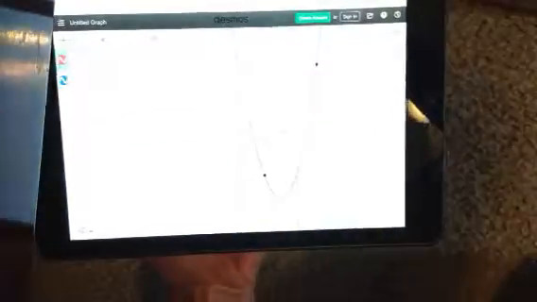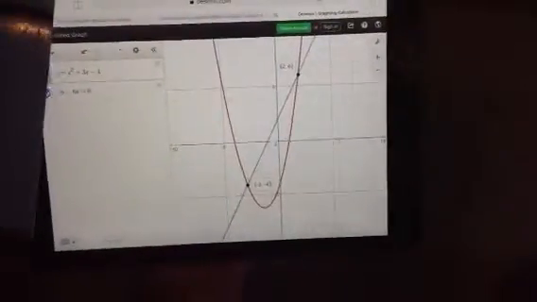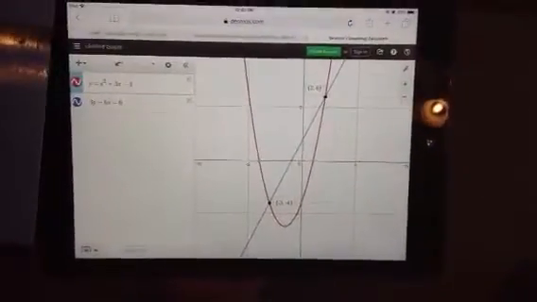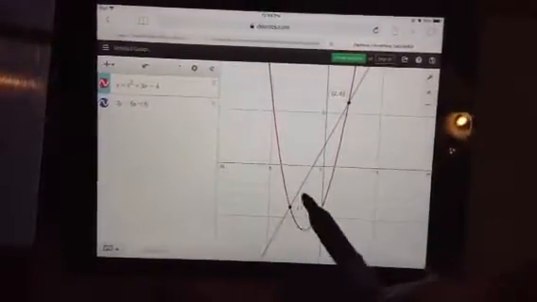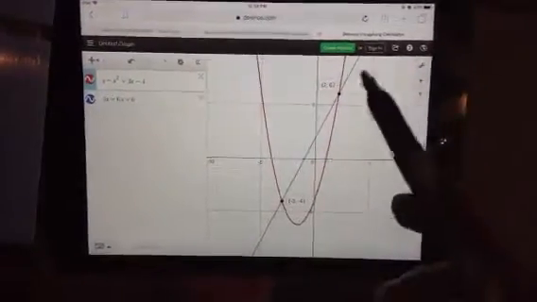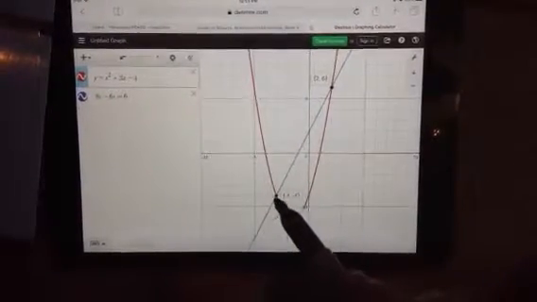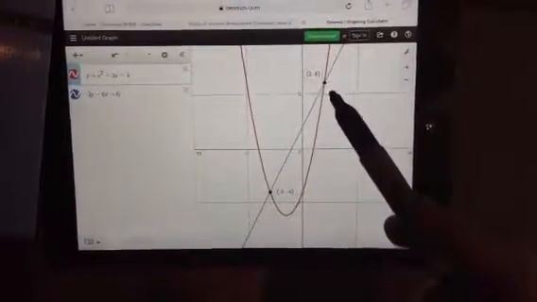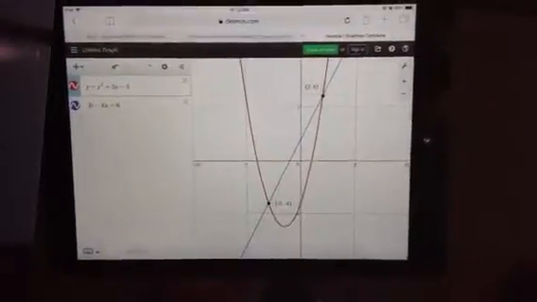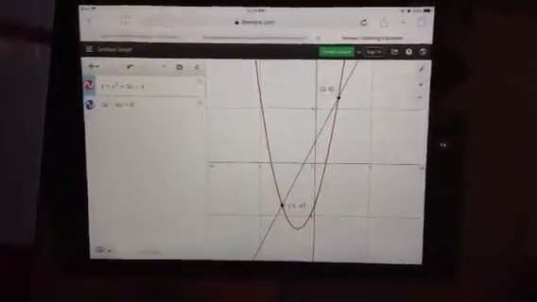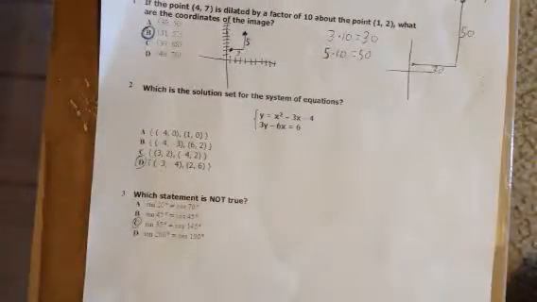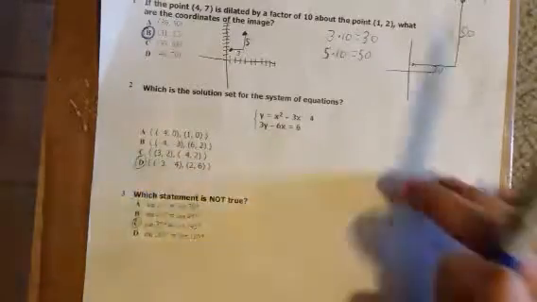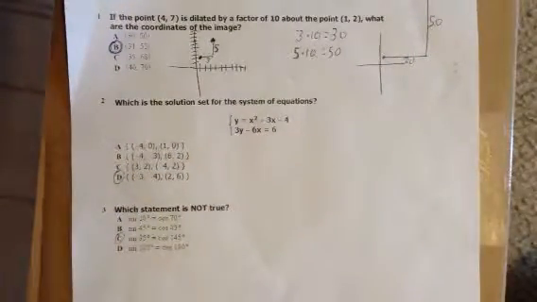I'm going to show them to you right now. Alright, there you go. We have the parabola in red, and the line in blue. You can see that the line crosses the parabola at (-3, -4) and (2, 6). So those are a solution set for this system of equations, and that is answer choice D. That is how you figure that out.